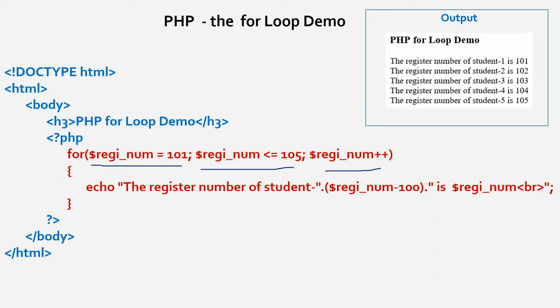Here I explained the same thing. Initially this will be assigned, then comparison: if 101 is less than 105, the body of the loop will be executed and this will be printed. After that this will be incremented, and again it will check 102 is less than 105. Then the loop will be executed, so it will keep on executing and come out only when the condition fails. This is about the for loop.